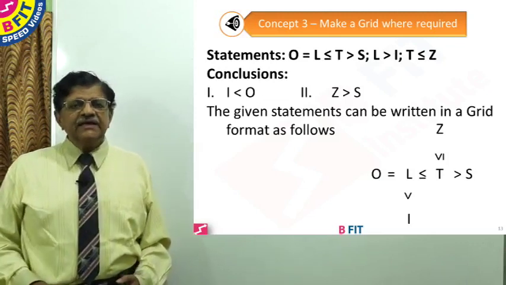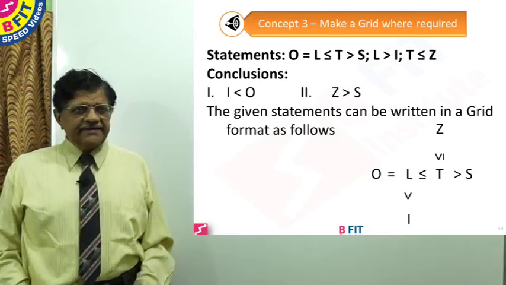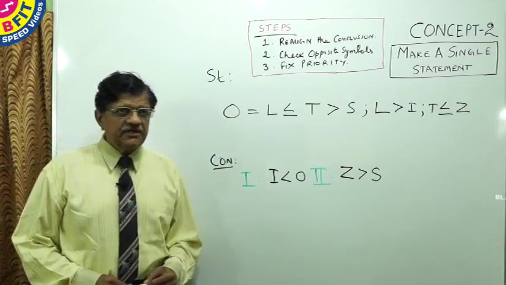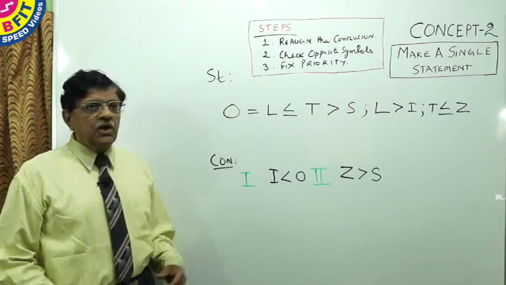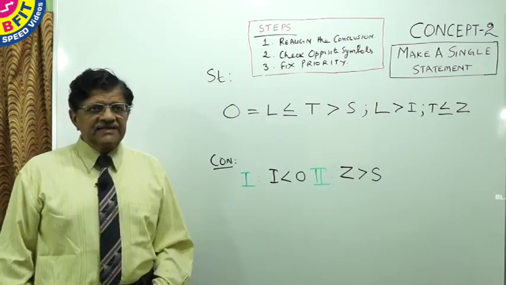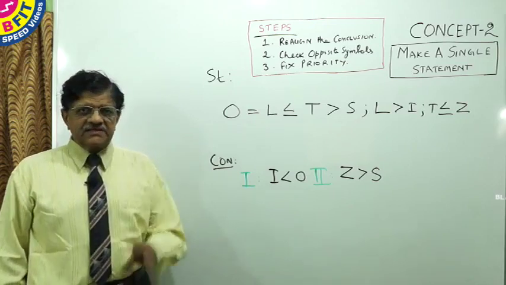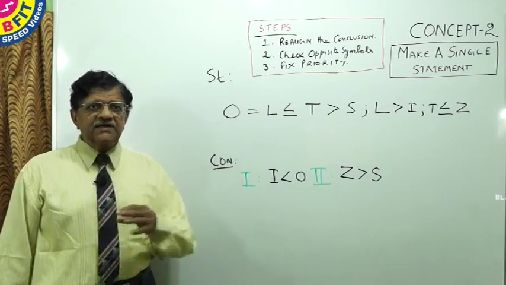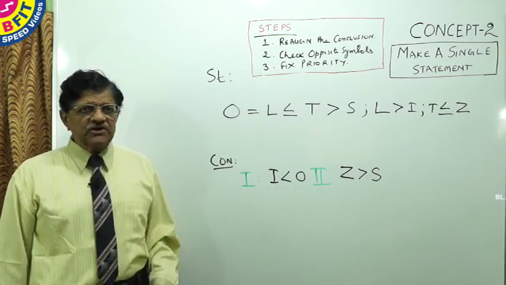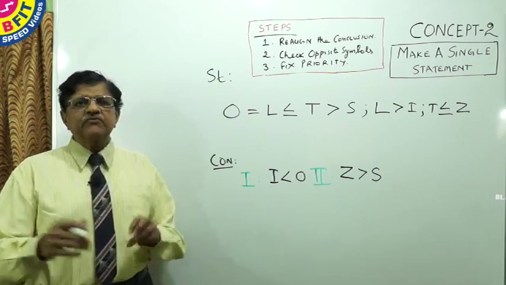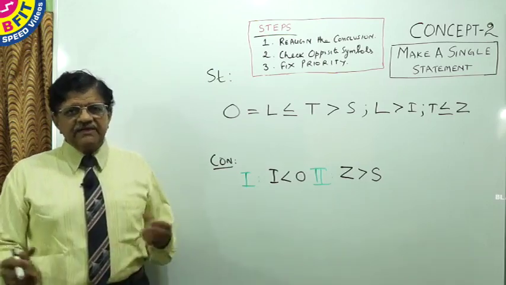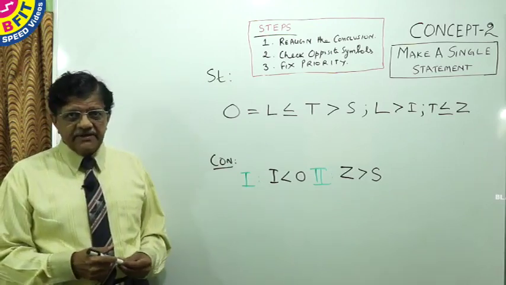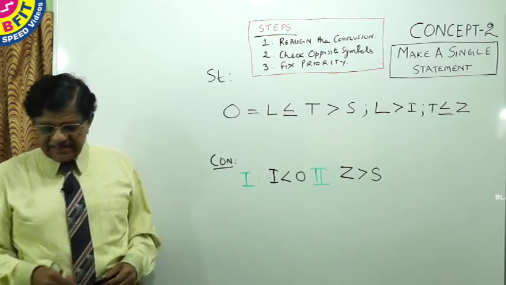So let us see how to make a grid. Here in this question we are given three statements. O is equal to L, is less than or equal to T, is greater than S. That is one statement. The second statement is L is greater than I, and the third statement is T is less than or equal to Z. If we have to make a meaningful comparison between various elements, then we have to convert it into a single statement, but this is very difficult to do. We have to convert it into a grid. Let us see the example.